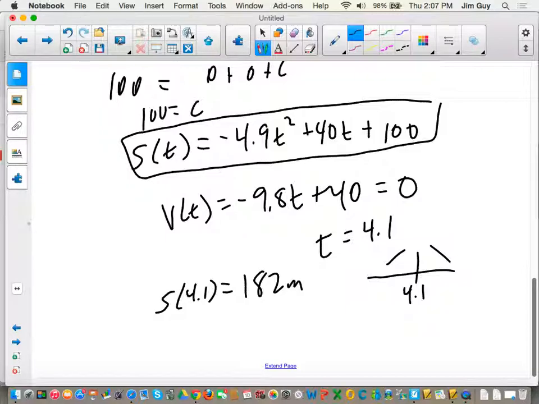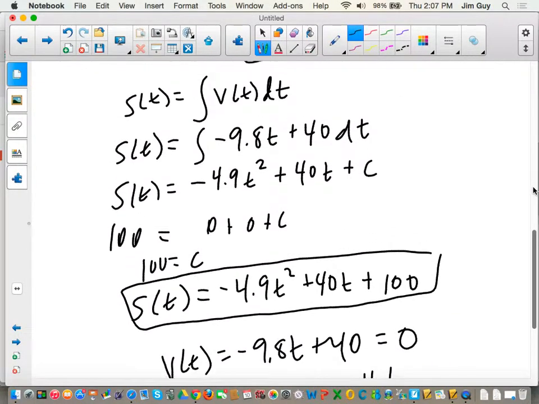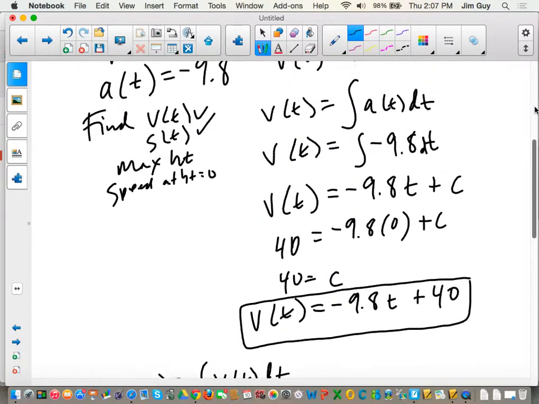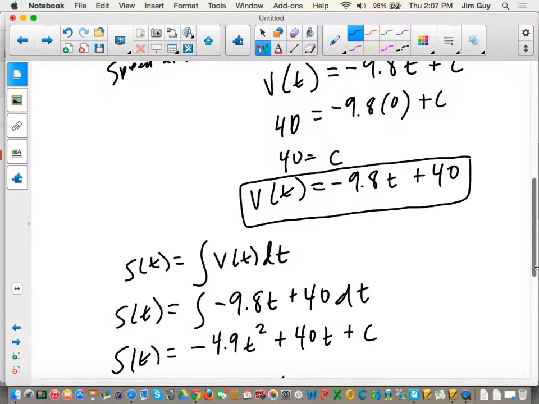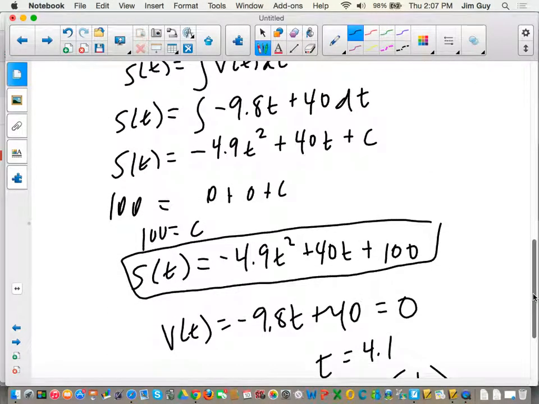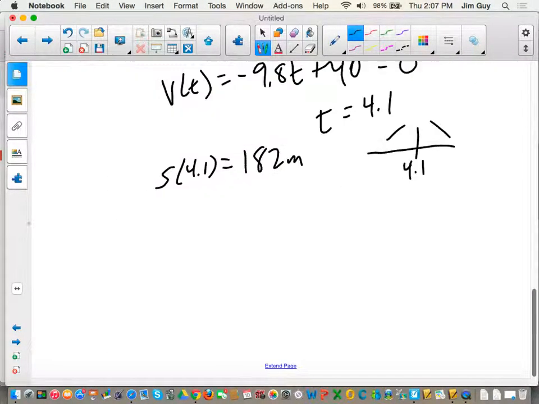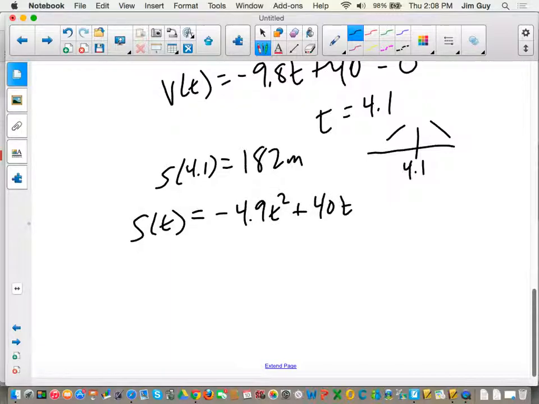Okay, and then the last thing you had to do was to find, what do we have to find? The speed it hit the water. Okay, so speed it hit the water. Height is 0. We would take the height, S of t, which was negative 4.9 t squared plus 40t plus 100, and we would set that equal to 0 to find the time.